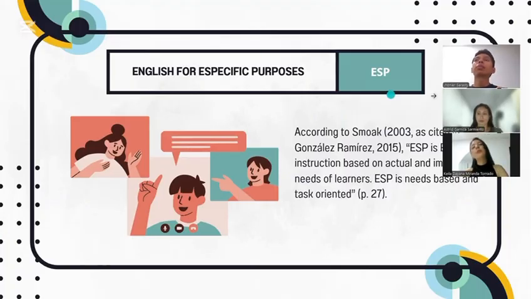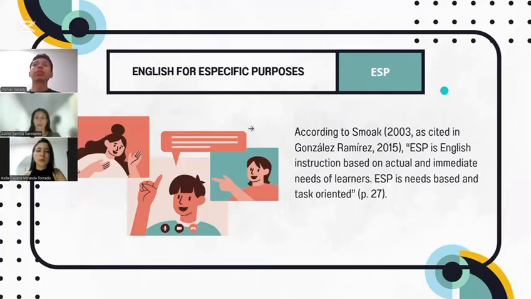According to Smoke 2003, ESP is English instruction based on actual and immediate needs of learners. ESP is needs-based and task-oriented. In other words, ESP is an approach used when students need to learn something, based on the students' needs and the students' reasons for learning.